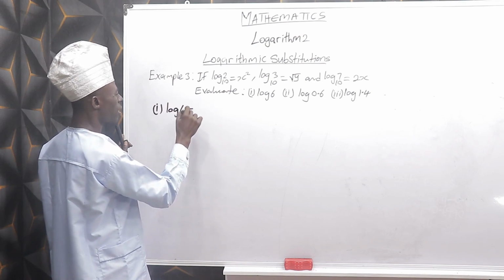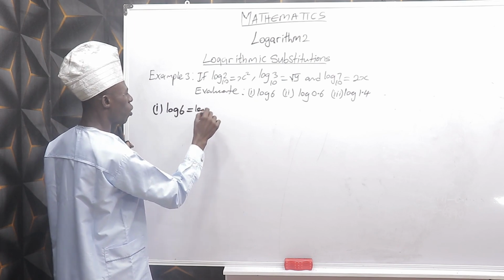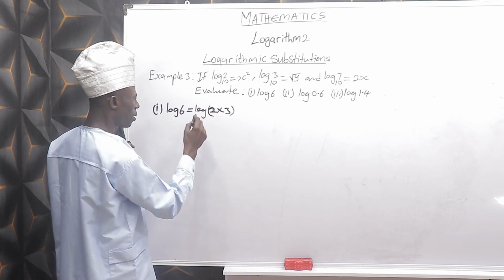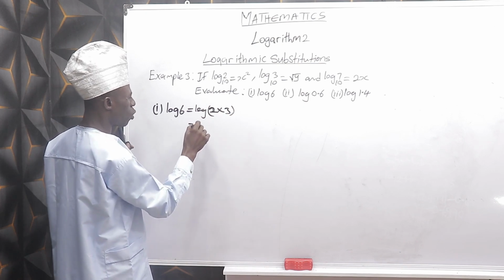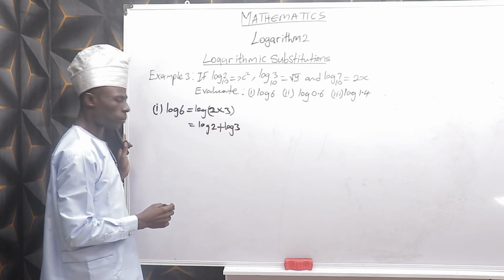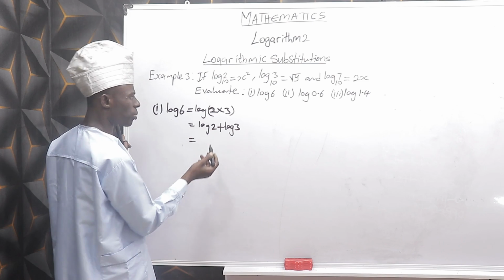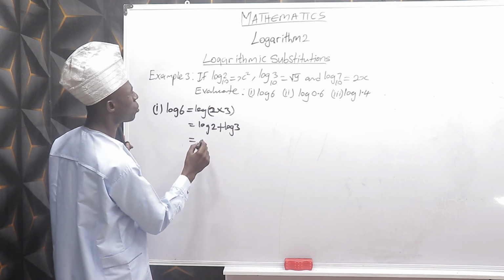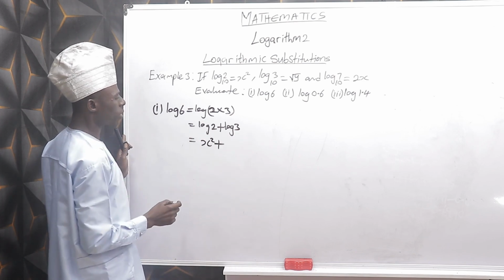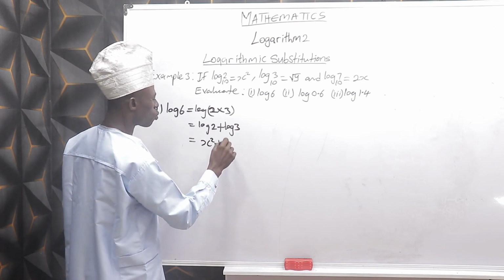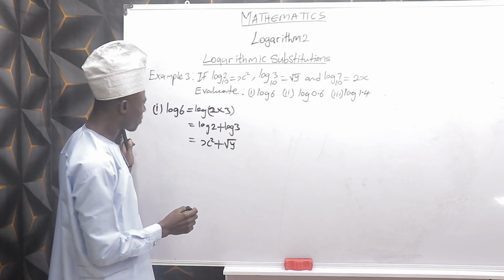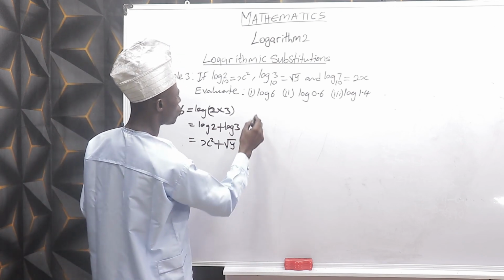Log 6 is log 2 times 3, and that is log 2 plus log 3. Substitution is the next thing. What is log 2? xk plus, what is log 3? Root y, and that's the answer. Do we understand?